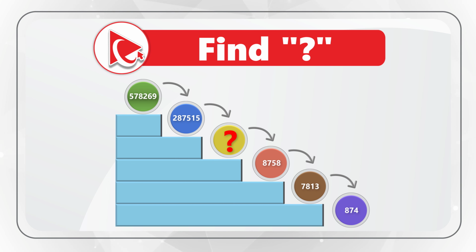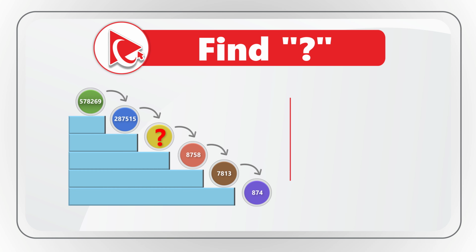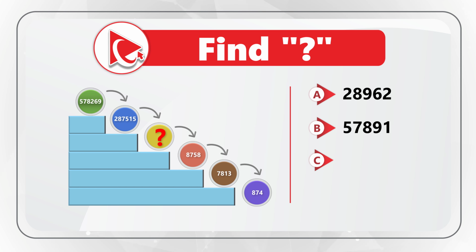We need to calculate the missing number and select out of 4 possible choices. Choice A, 28,962. Choice B, 57,891. Choice C, 28,421. And last but not least, choice D, 57,826. Take a close look to see if you can complete the calculations.